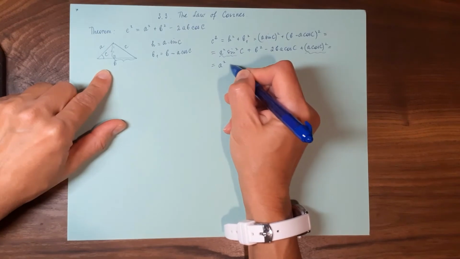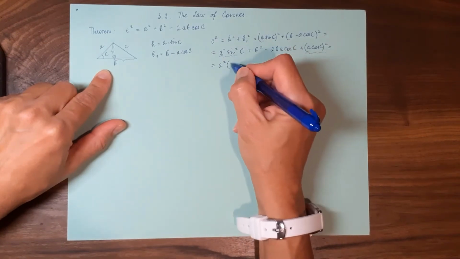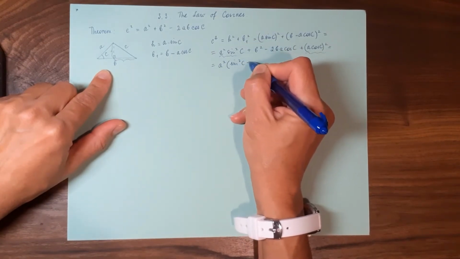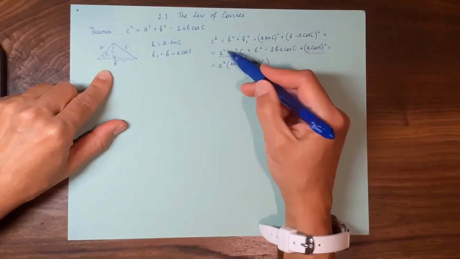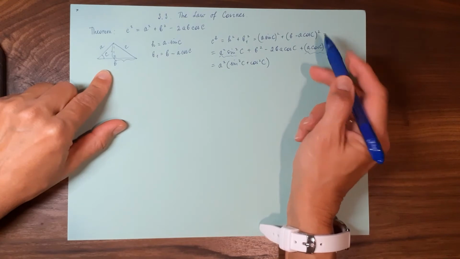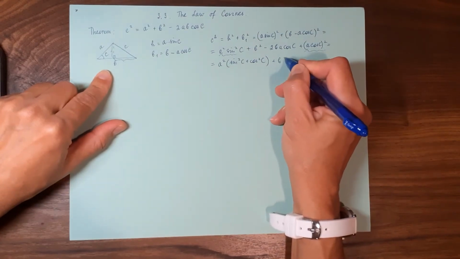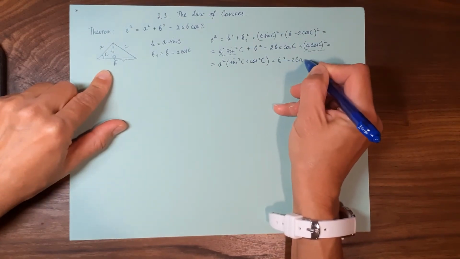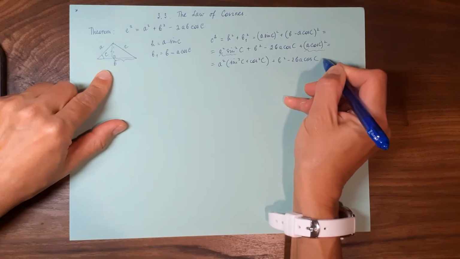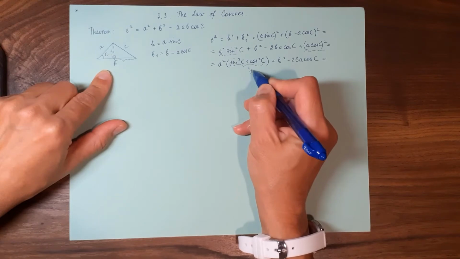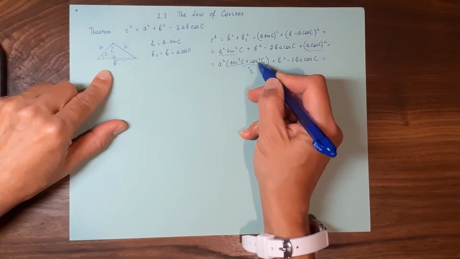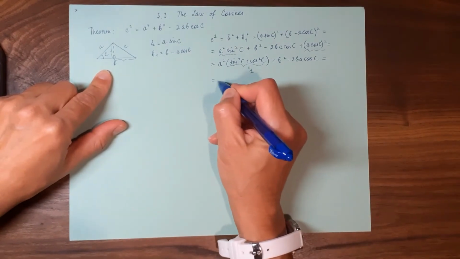So it's a squared times sine squared of C plus cosine squared of C, and everyone is recognizing the Pythagorean identity, right? Now I'm going to copy the rest of the terms, just plus b squared minus 2b a cosine of C. Well, I recognize the Pythagorean identity, so it equals 1, so I'm going to just copy the simplified version, which is actually the law of cosines.